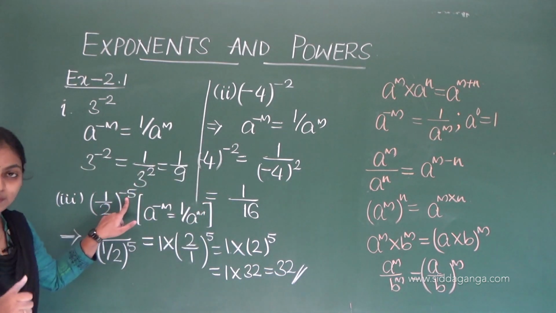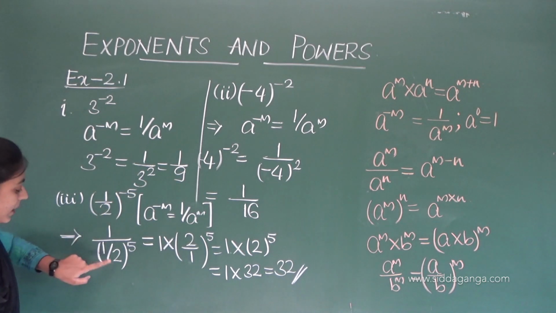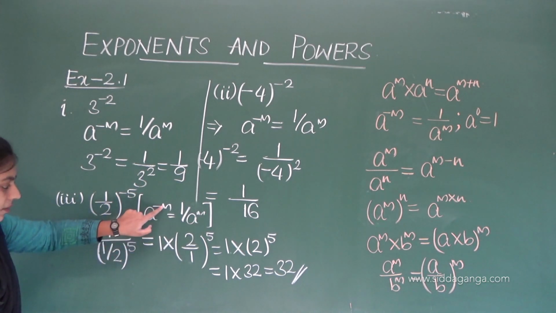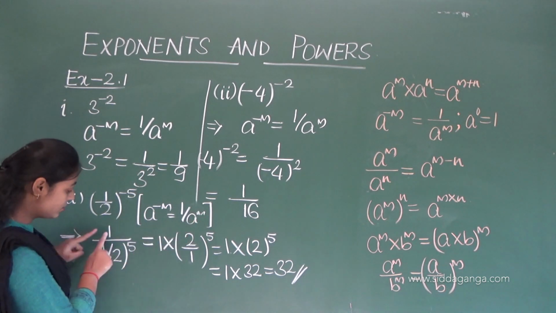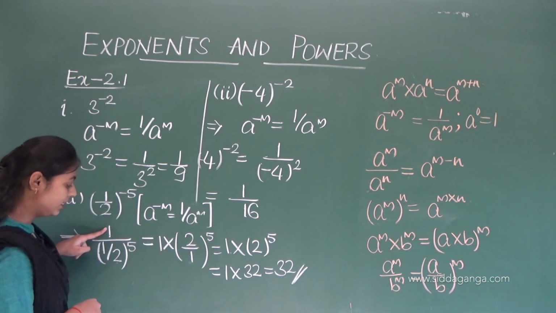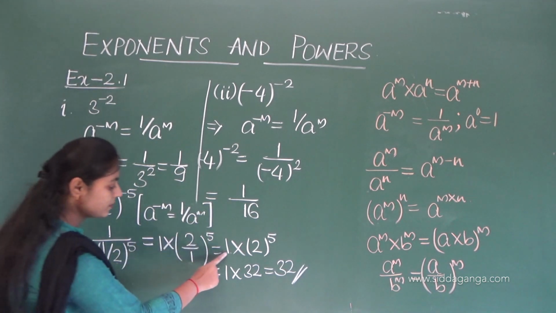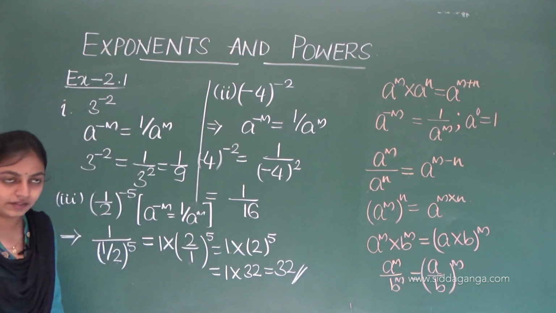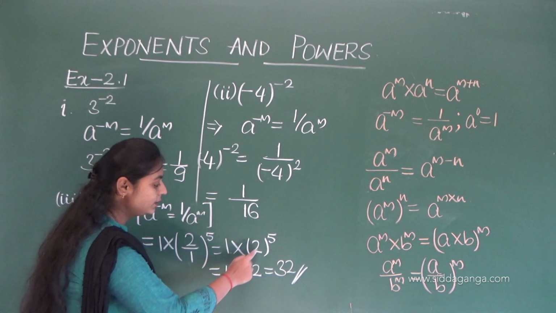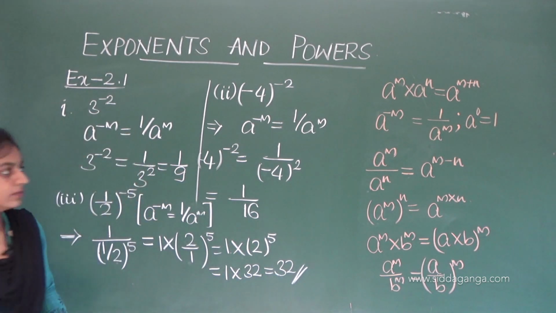So, to the power of minus 5, it is a negative exponent. So, 1 divided by 1 by 2 whole power 5. A power minus m is equal to 1 by a to the power of m, that is equal to 1 into; when the denominator goes to the numerator it becomes a reciprocal, that is 2 by 1 whole power 5, 1 into 2 power 5 by 1 power 5. 1 power 5 is nothing but 1. So, 1 into 2 power 5, 2 power 5 is 32. So, 1 into 32 is 32.